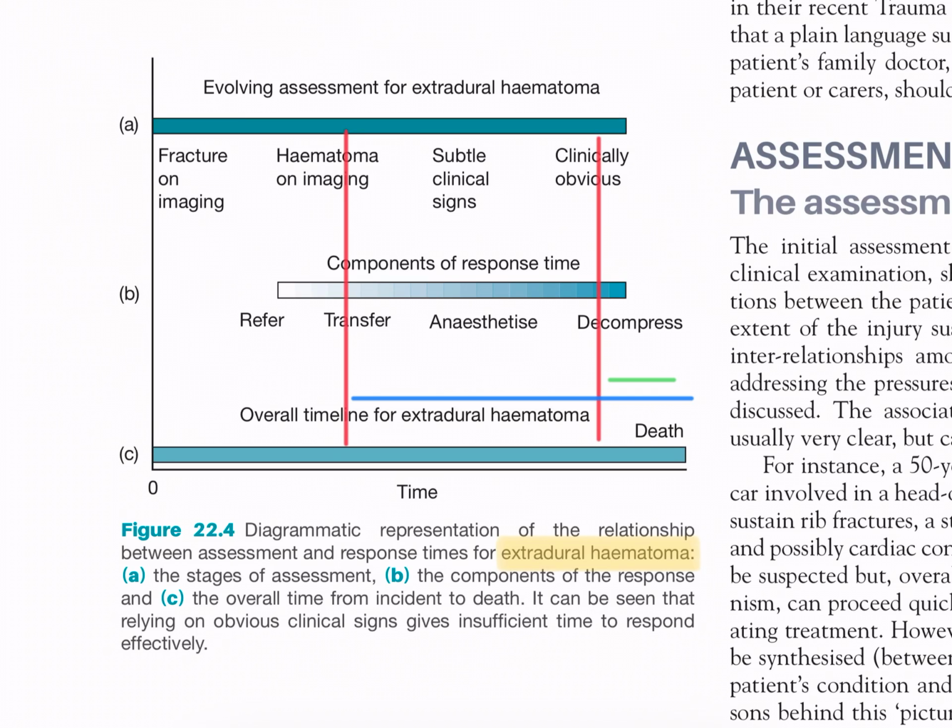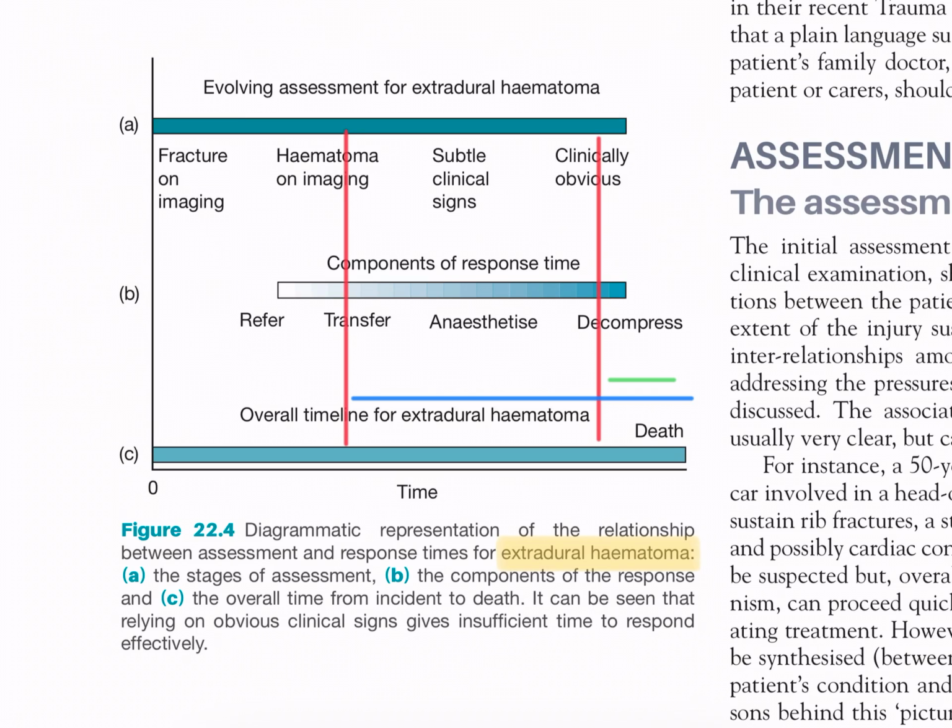In bar B, the components of the response are mentioned. The components of response type are refer, transfer, anesthetize, and decompress. And in bar C, the overall time from incident to death is mentioned. It can be seen that relying on obvious clinical signs gives insufficient time to respond effectively. So over here, overall timeline for extradural hematoma is given, and finally it leads to death.